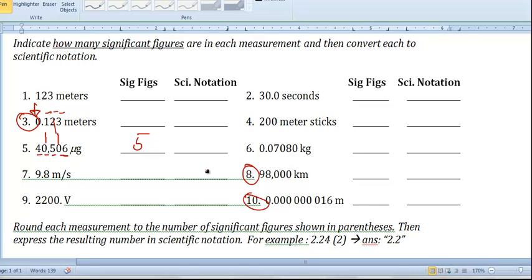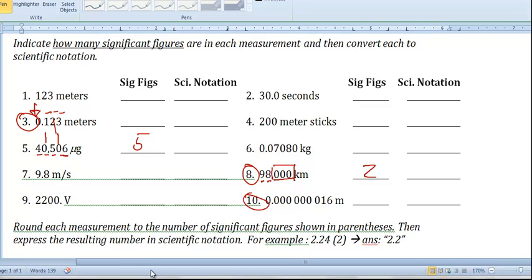All right, how about number 8? Well, the answer to number 8 is 2. So the 9 and the 8 are both significant. These zeros are not significant. They are simply there as placeholders. I mean, think about it. If we didn't use those zeros, then this number would simply be 98. But in order to express the number 98,000, you've got to have those zeros there.